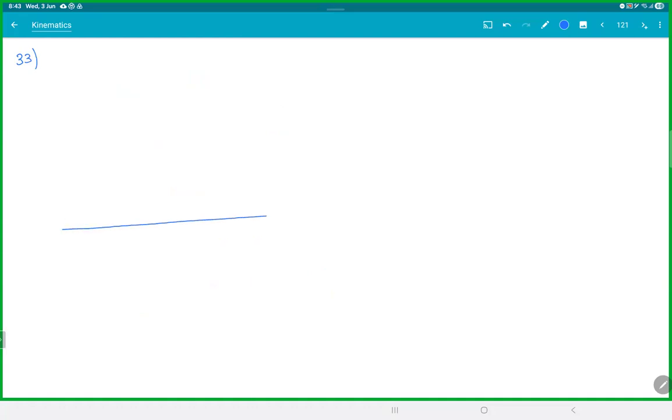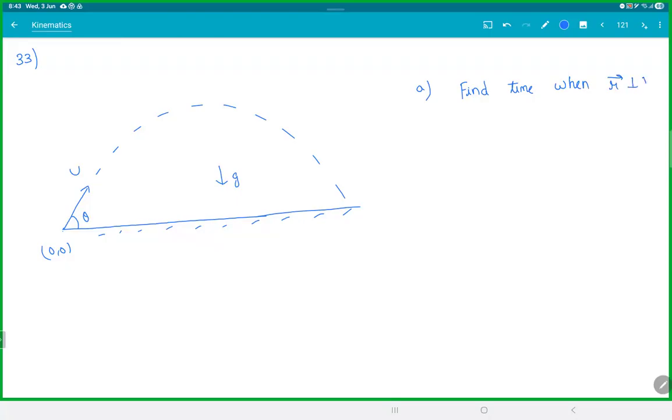Okay. Let's say a particle is projected with u and theta. This is your origin. Gravity is present. Others, do keep your cams on. Find the time when the position vector r bar is perpendicular to v bar.